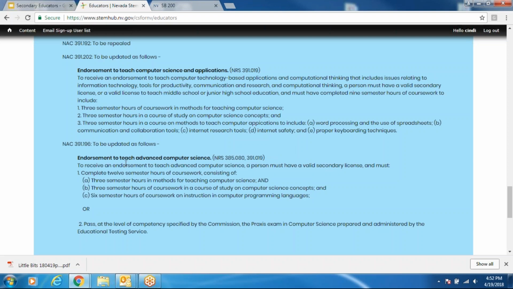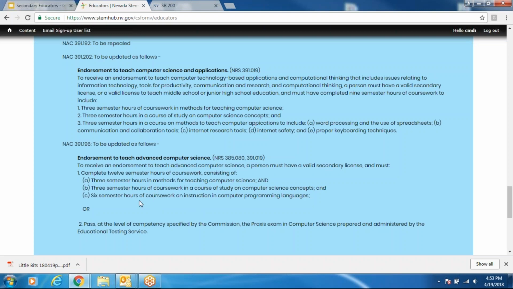The second endorsement is to teach advanced computer science. So primarily the CTE pathway. So you need the 12 semester hours of coursework, 3 in methods, 3 in concepts. Notice that those are the same as up here. So we've got a tiered approach happening. If you've taken these 2 here, then 2 more, you can get another endorsement here. Trying to make it as easy as possible for our teachers, but yet that you have the rigor and the support that you need to be successful in these courses.